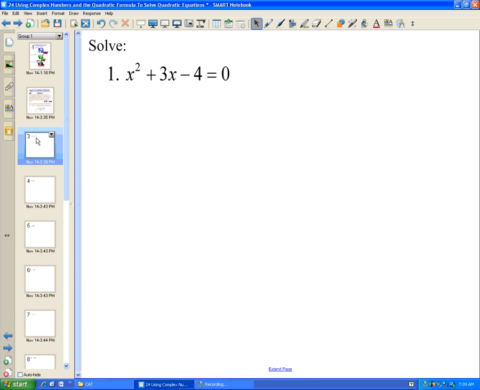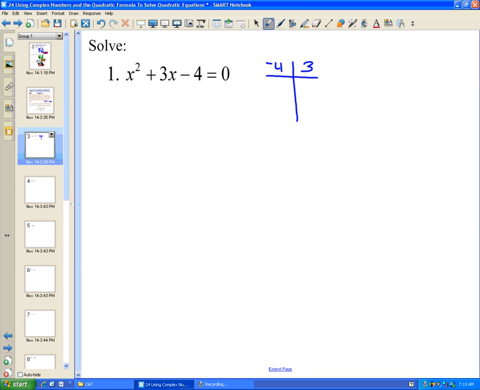So whenever I'm given a problem, the first thing that I want to do is find the easiest way to solve for x. So I look at this, and the first way that I want to do is see, can I factor this? Is there anything that multiplies to be negative 4, since this is basic factoring because a is 1, and add up to be 3?